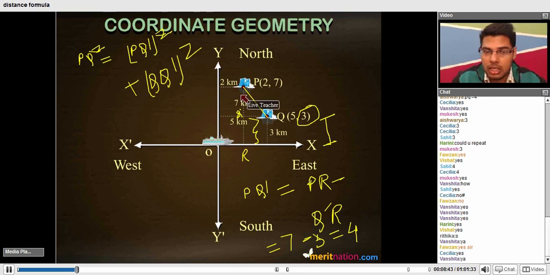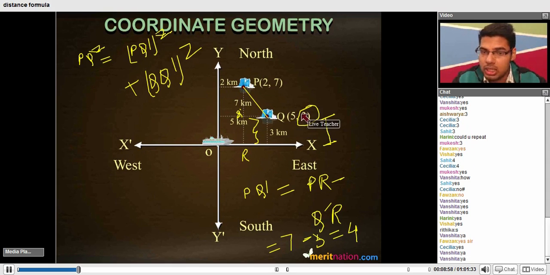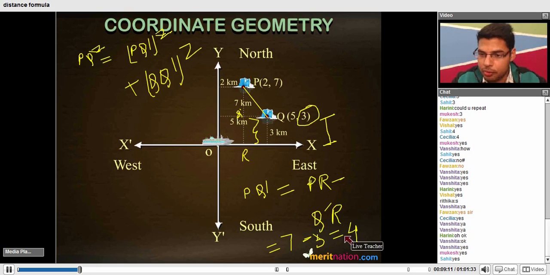So what is PR? As I told you in the beginning, PR, this peak point 2,7, what does it mean? It means 7 units from the x-axis and 2 units from the y-axis. So 7 units from the x-axis, so in total it will be 7. And similarly, Q is 3 units from the x-axis, so it will be 3. Right? All of you are getting this? So we will have 7 minus 3 equals 4.